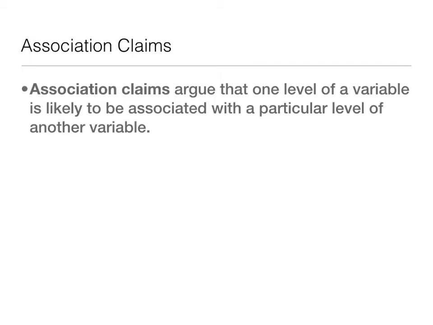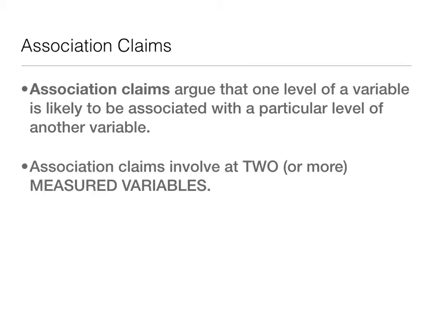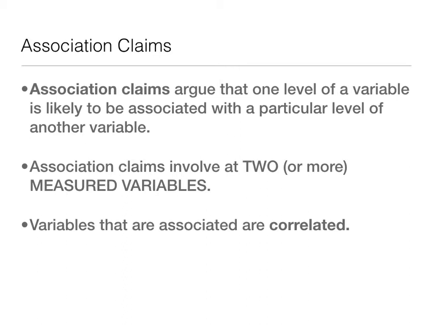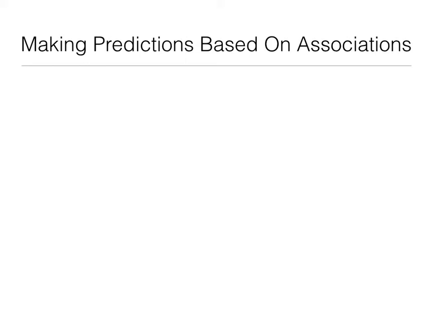Association claims are talking about multiple measured variables, and are making an association or trying to gauge the relationship between these variables. So these need to involve at least two measured variables. You could have more than two, but you have to have at least two for there to be an association or a relationship. Variables that are associated are those variables that are correlated. So if you have a high correlation, they're going to be making association claims based on those high correlations. We use these associations to make predictions.